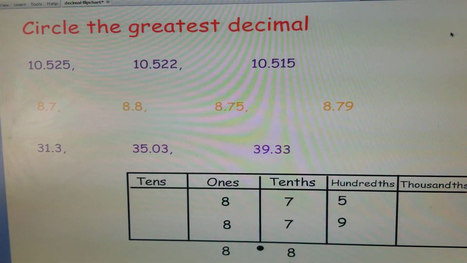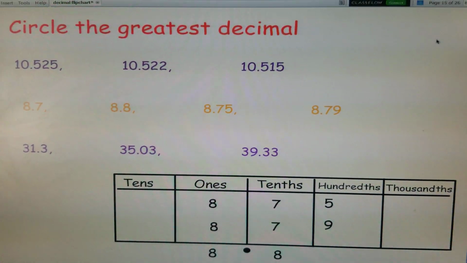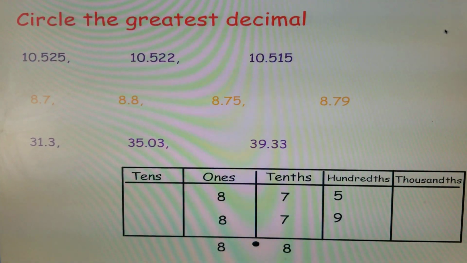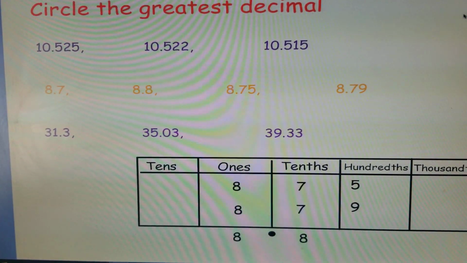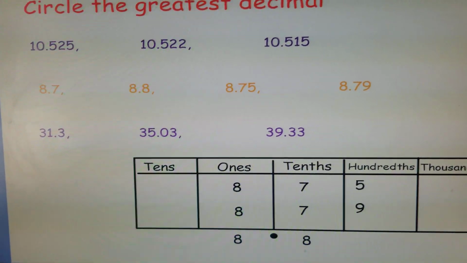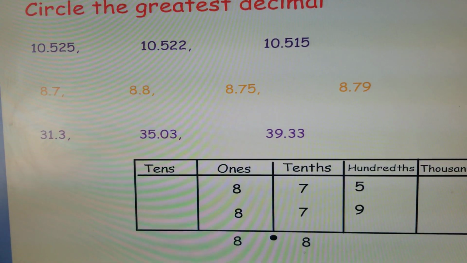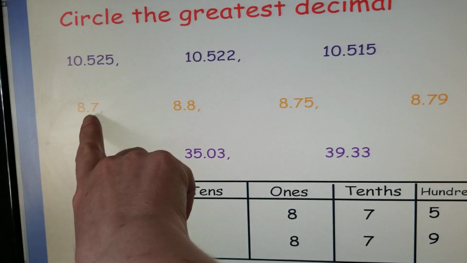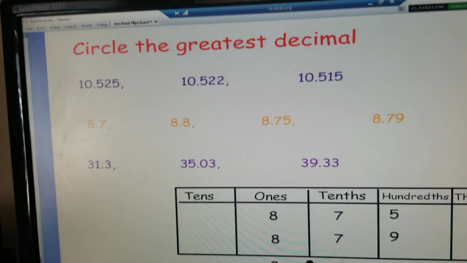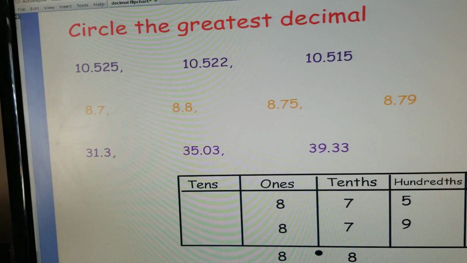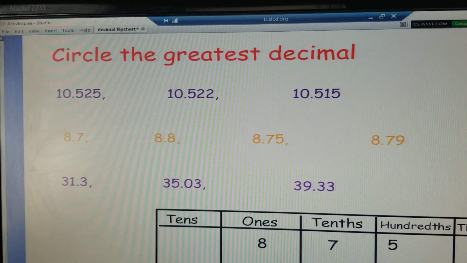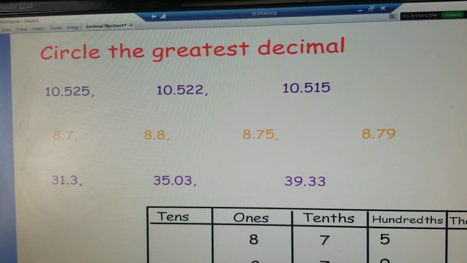We have 8 and 7/10, 8 and 8/10, 8 and 75 hundredths, 8 and 79 hundredths. Okay? If you look at the value in the ones place, they all have an 8. So we need to move on to the tenths place. Okay? In the tenths place, we have a 7, an 8, a 7, and another 7. Okay, so we could definitely tell you right away which one is the largest, 8 and 8/10, because 8 is greater than 7.